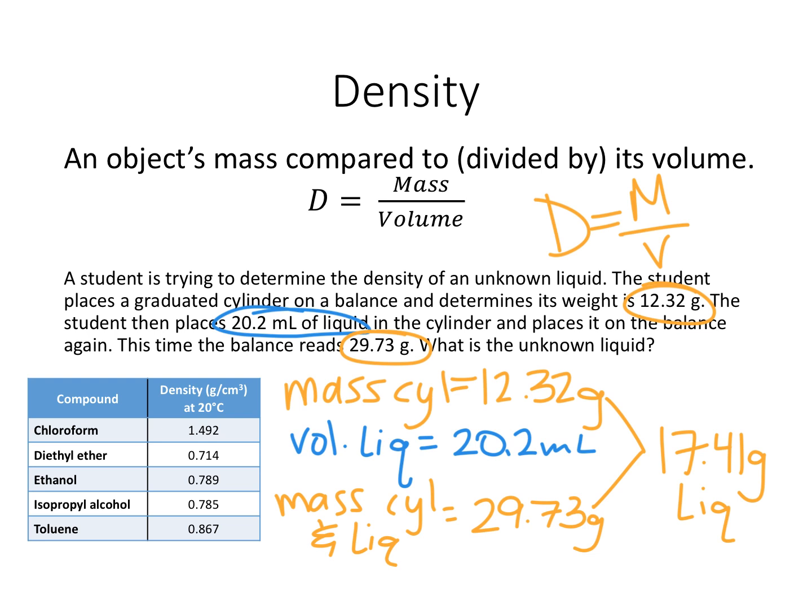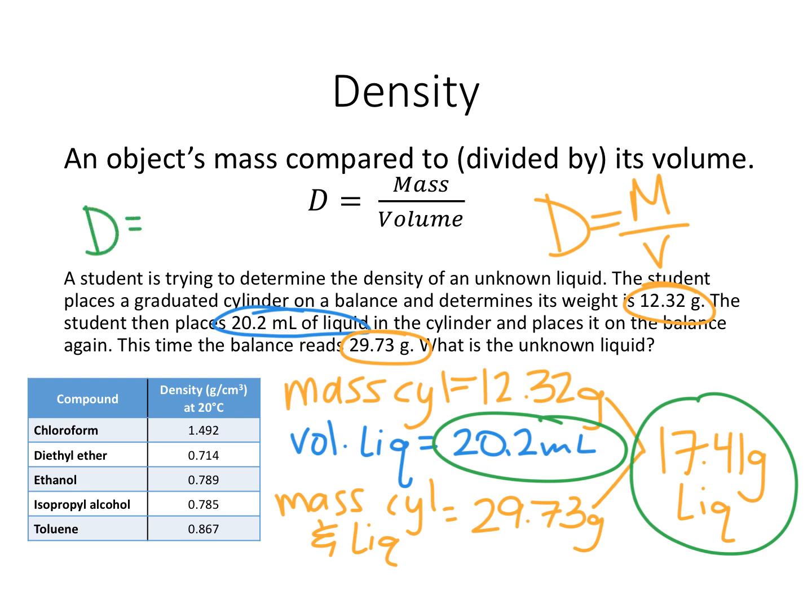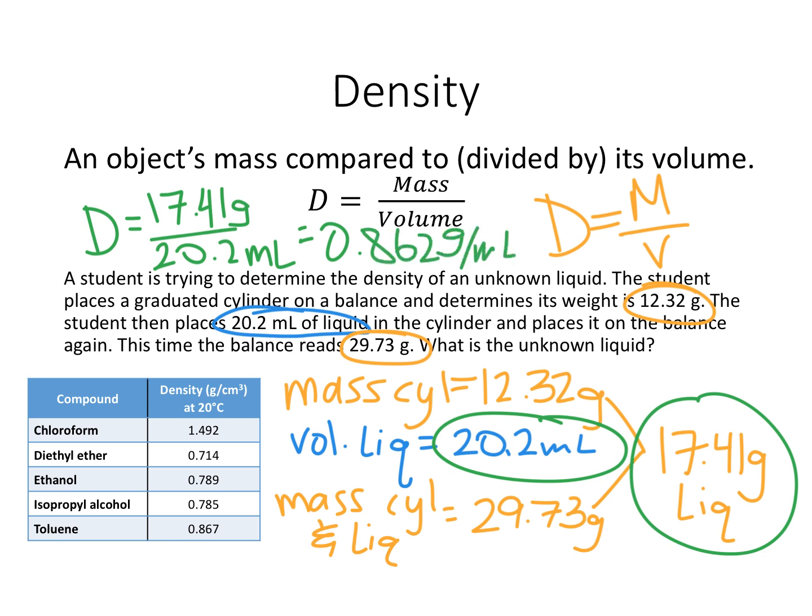And then my density is just taking my mass divided by my volume. So my density is 17.41 grams divided by 20.2 milliliters, and I end up with 0.862 grams per milliliter.